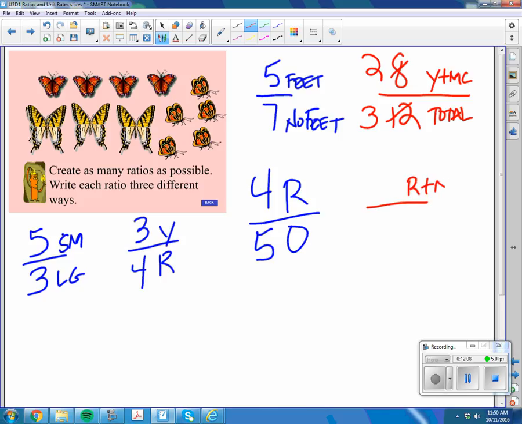Red plus multi over total, and what'd you get? 9. Very good, which then simplifies to 3 to 4. Very good.